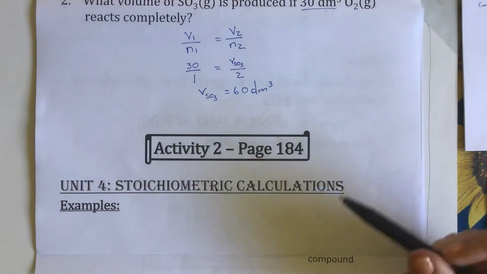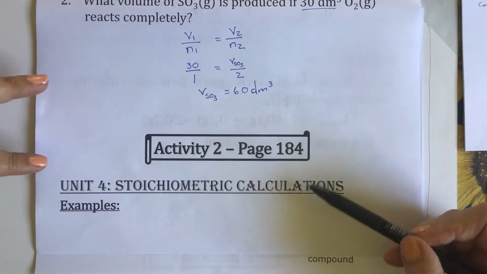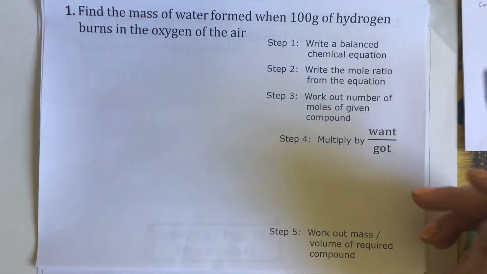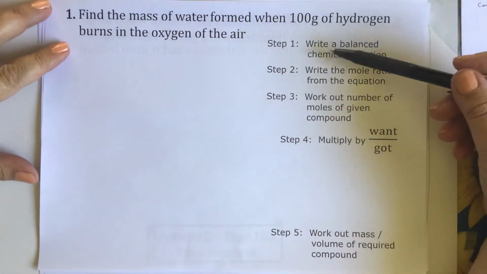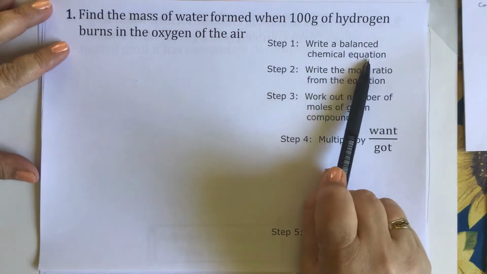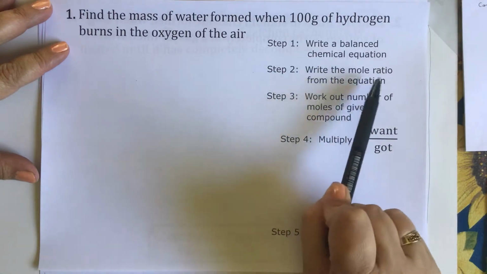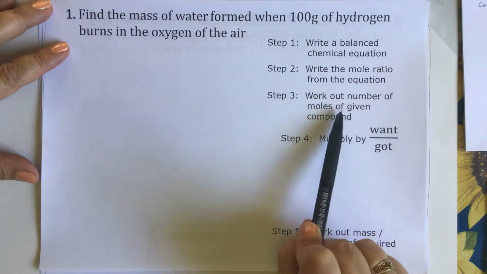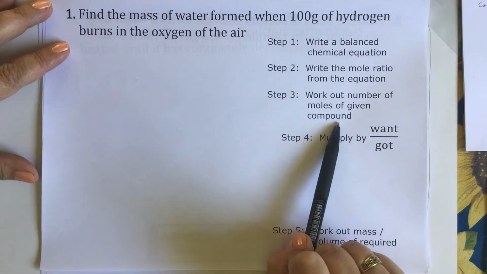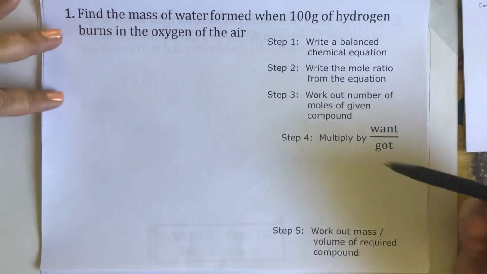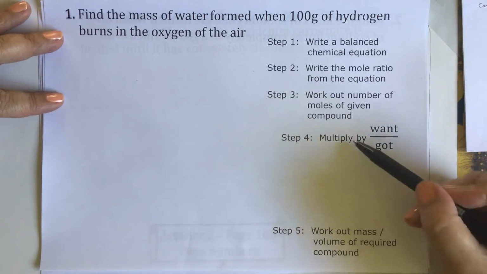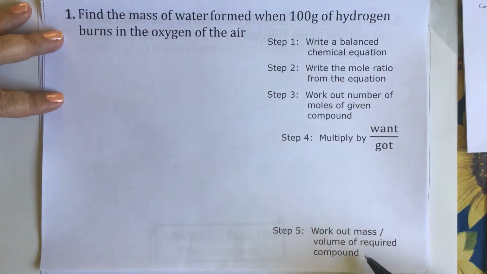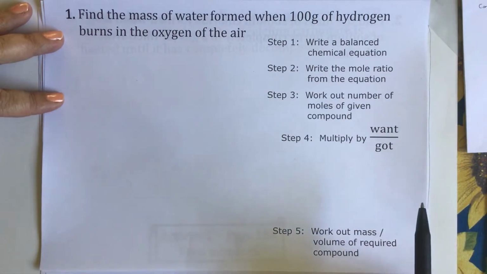Right, so looking at Unit 4, the stoichiometric calculations, if we go to the notes that we have, we see there that we do have the steps. Step 1, write the balanced equation. Step 2, write the mole ratio from the equation. Step 3, write out the number of moles of the given compound, or work it out. Then you're going to work out what will be the new number of moles that forms, and then you're going to basically answer the questions.